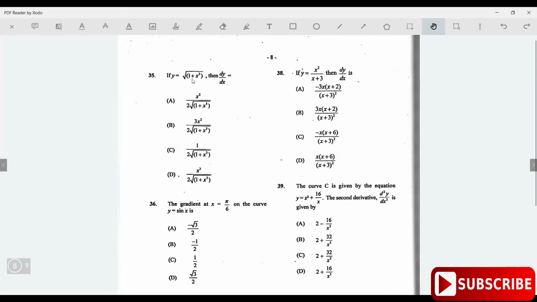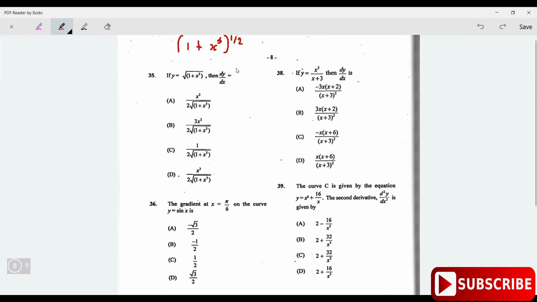Differentiation time. y equals the square root of 1 plus x cubed. What's dy/dx? So first thing, you have to rewrite it. dy by dx is y prime. You have to rewrite this as 1 plus x cubed to the half power. Write it as to the half power.